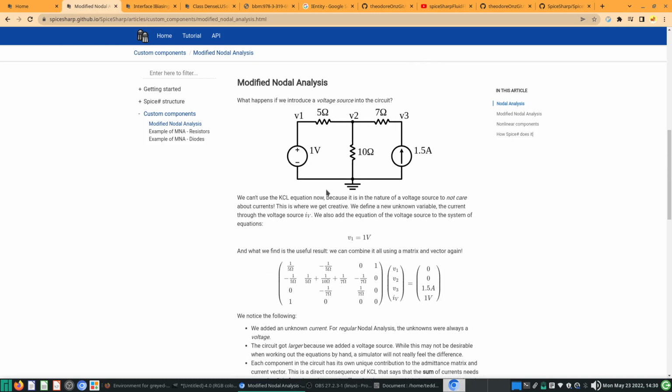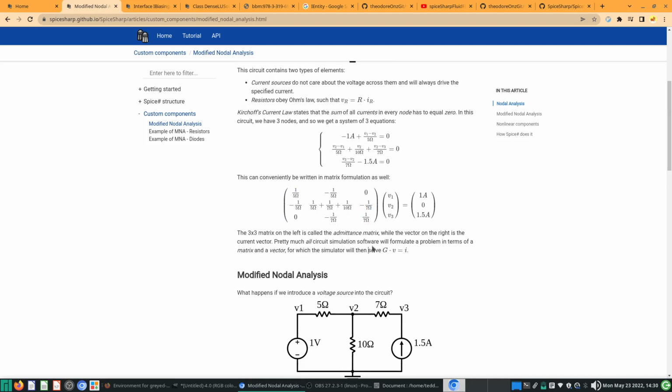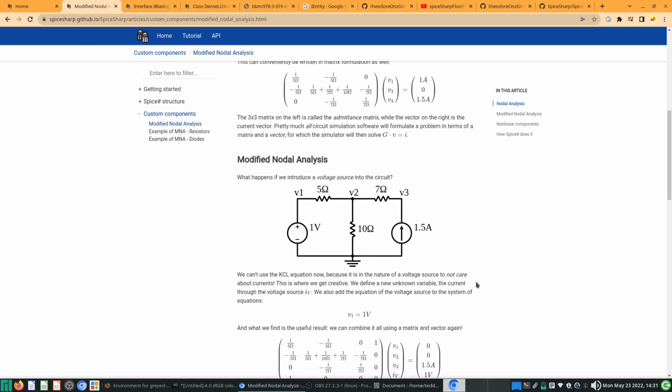Pretty much the same thing, except you put in the voltage as one of the unknowns on this column right here. Okay, so there are simultaneous equations which we can rewrite into matrices, and we can solve the matrices to find V1, V2, and V3. So the 3x3 matrix on the left is called the admittance matrix, while the current vector on the right here is called the current vector.